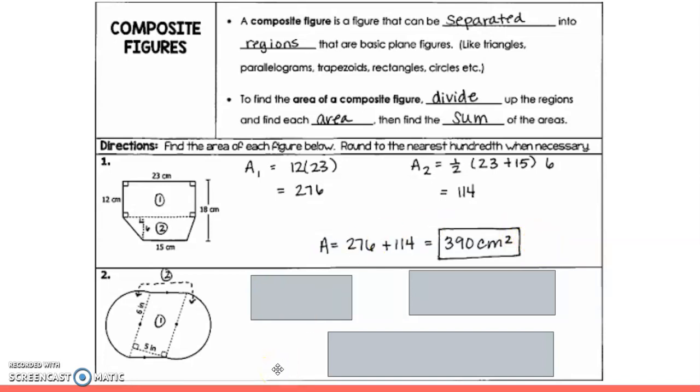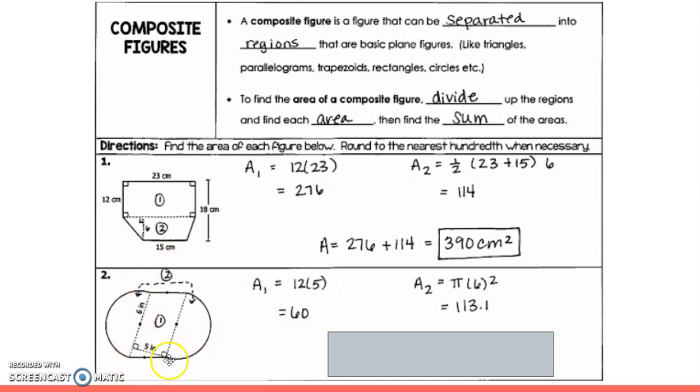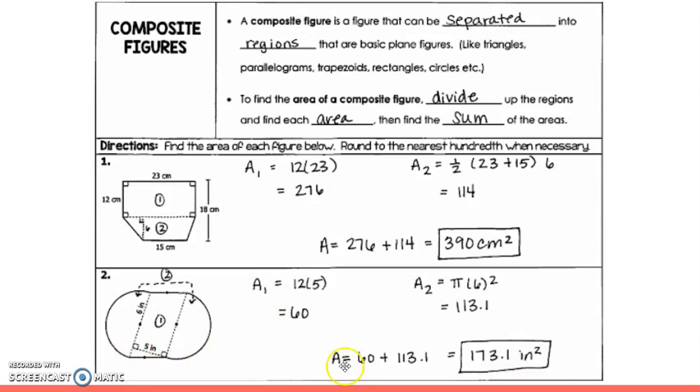For example number 2, we have a parallelogram in the middle, and then we have two semicircles. Those two semicircles are going to be put together to find the area of just one regular circle. So we can just do 6 squared times pi. 6 is showing us our radius right here, and we can use the 6 to figure out our full length for our parallelogram. If 6 is half, then the full thing is going to be 12, and 5 is our height inside. Once we find those areas, we are going to add them together.